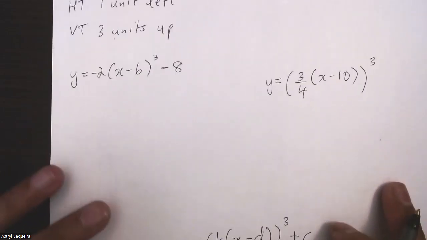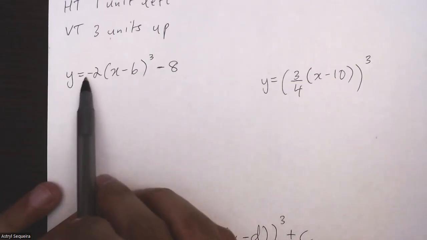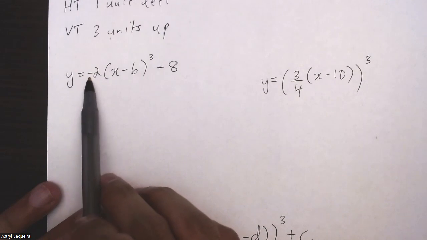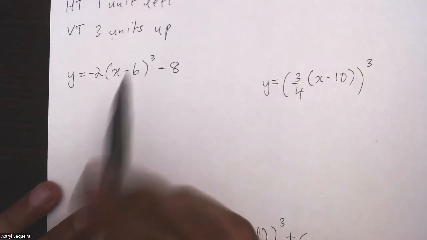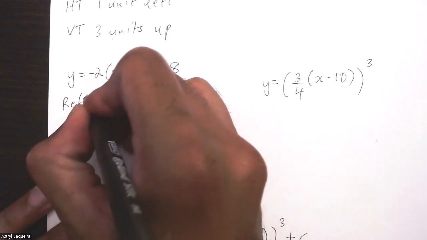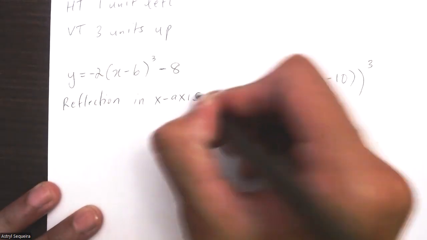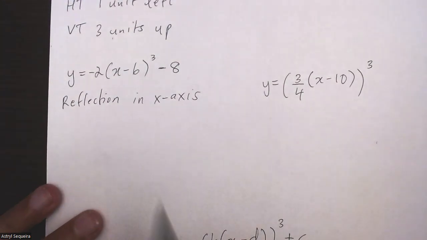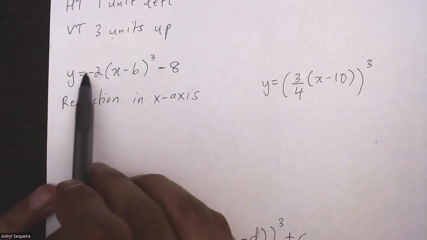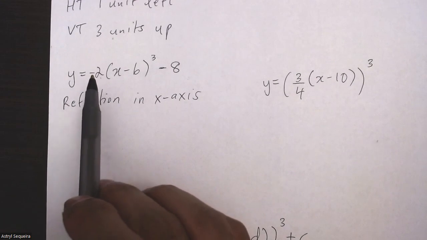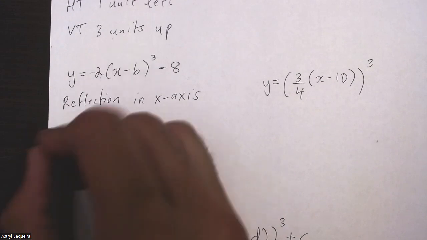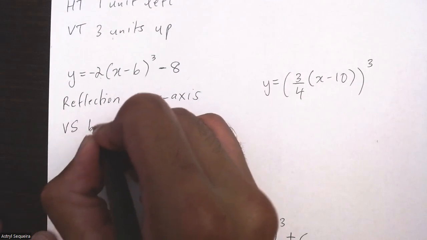All right, let's take a look at the third question. Always go from left to right. I first have the negative over here. This is my A value. This is a reflection in the x-axis. 2 is bigger than 1. You don't consider the negative when thinking about stretches and compressions. 2 is larger than 1. That's going to be a vertical stretch by a factor of 2.